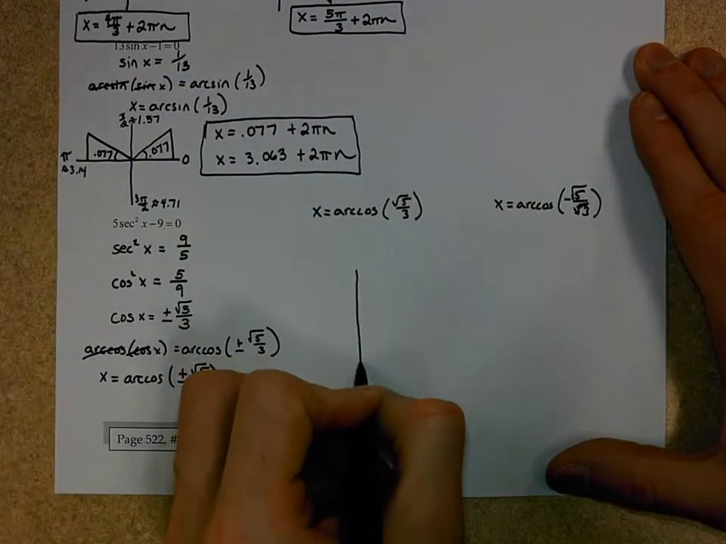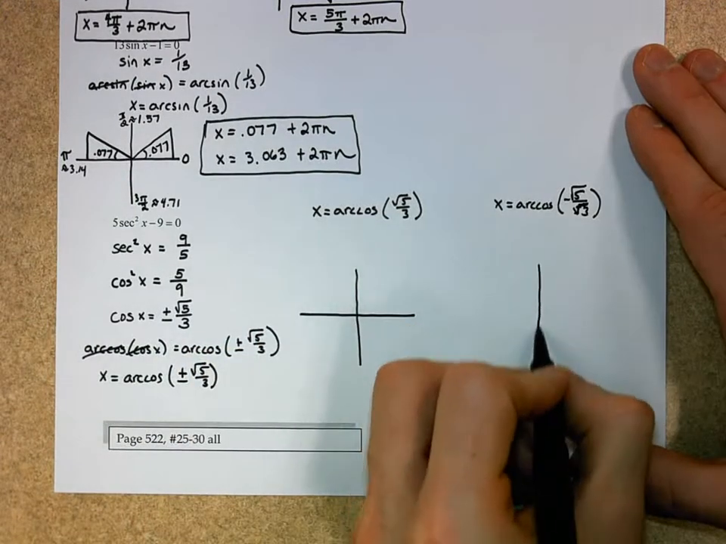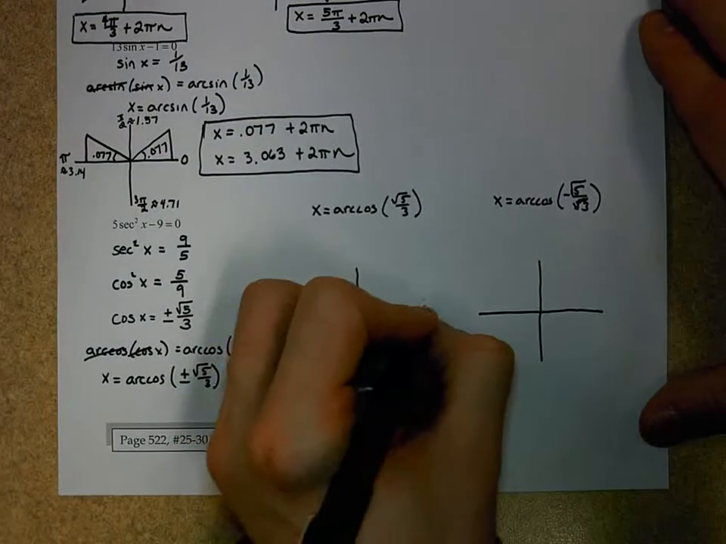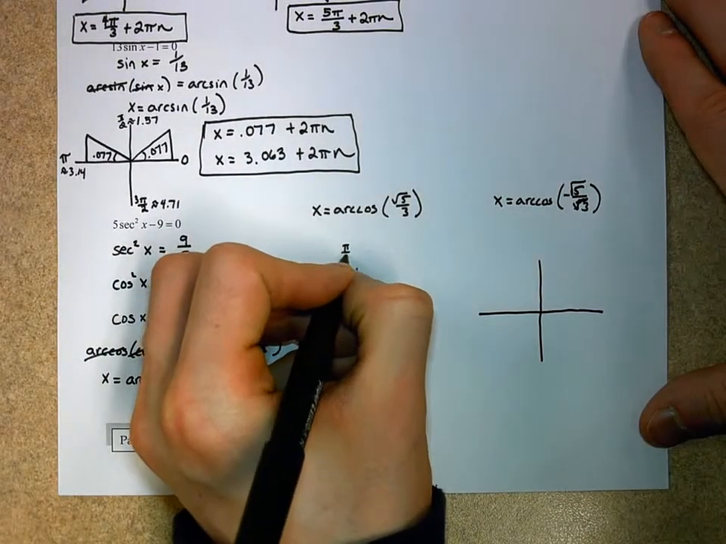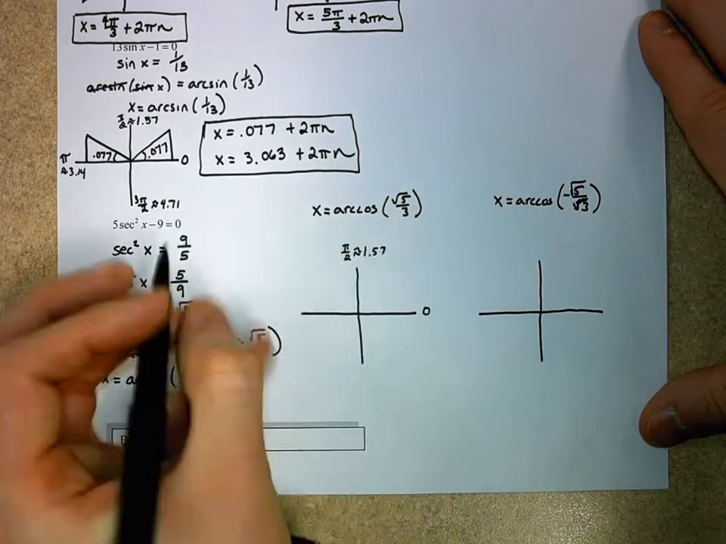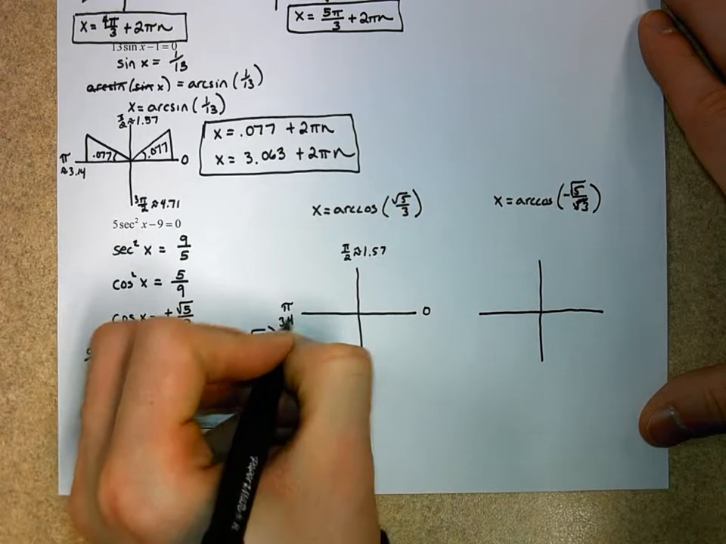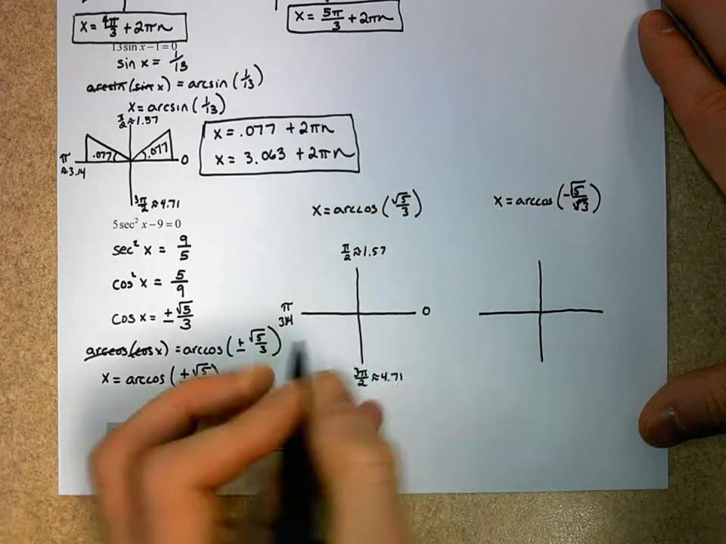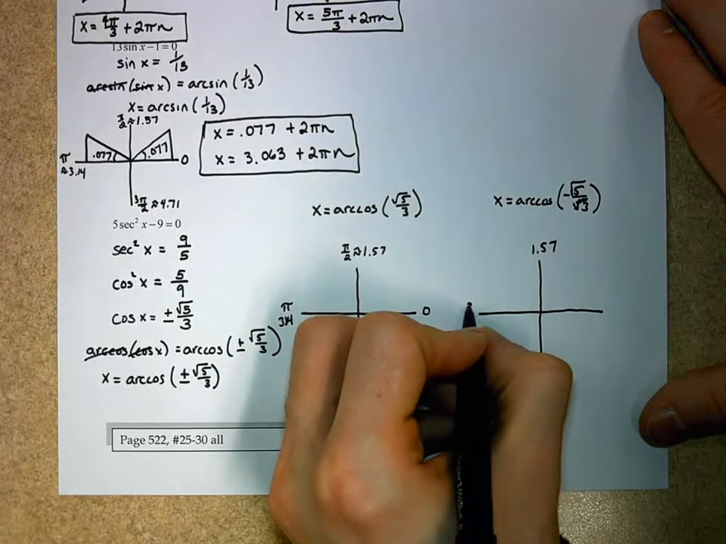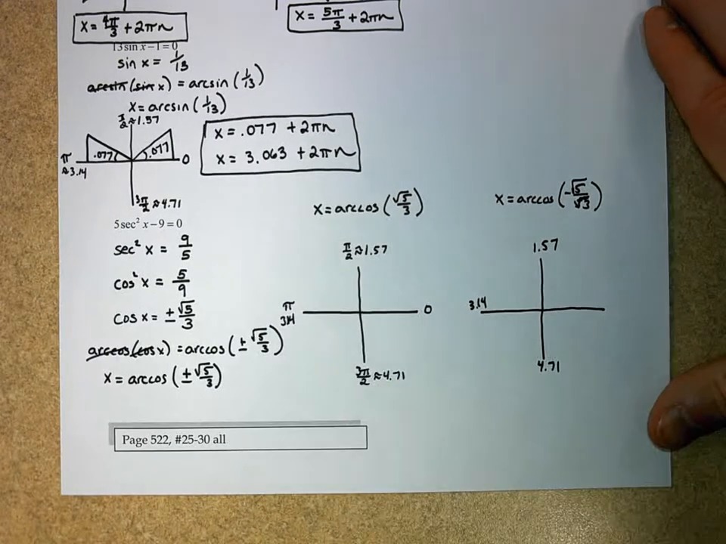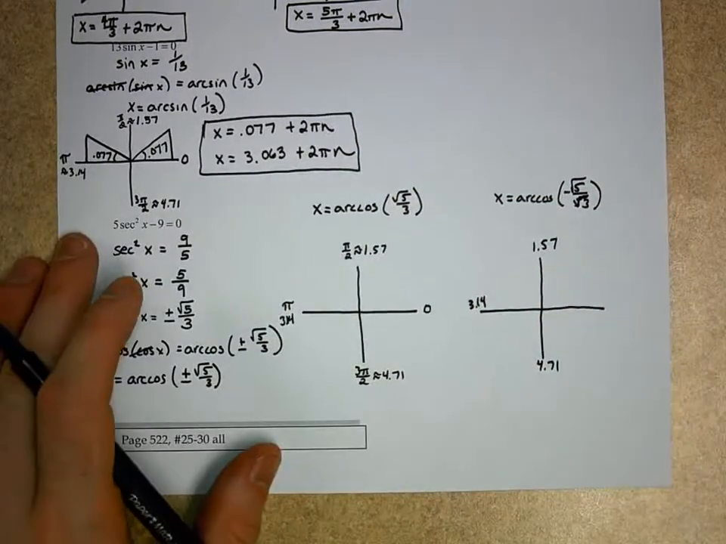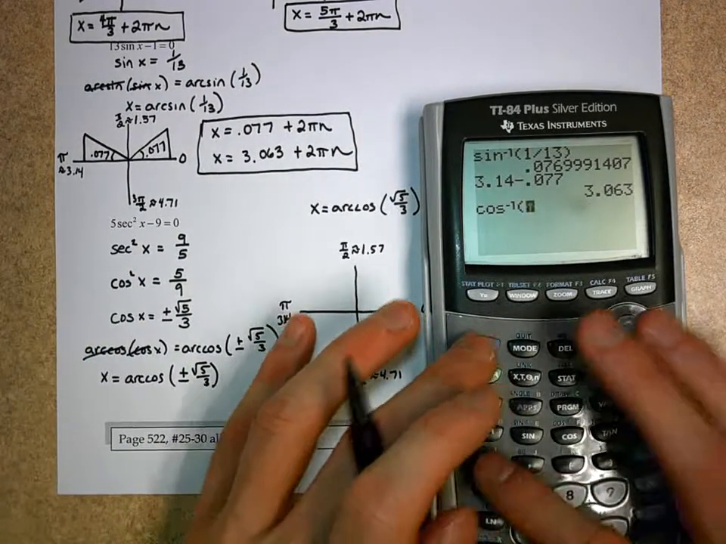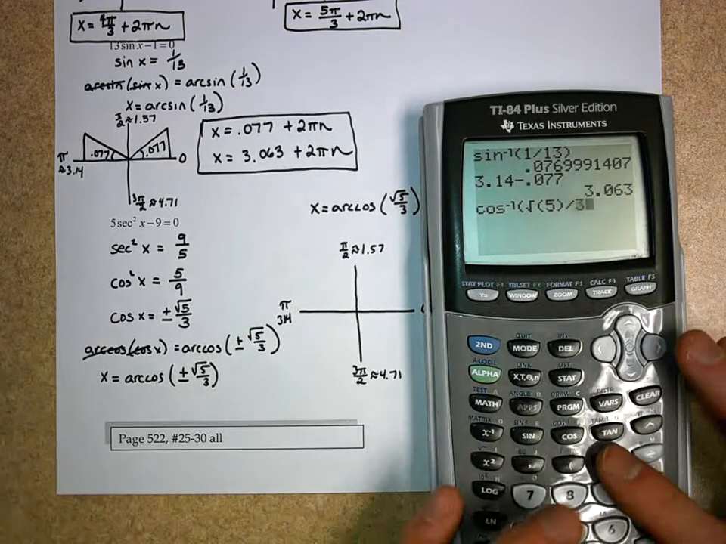For each of these, as we said, we're going to create a reference triangle. And since we're in radians, let's just label our sides in terms of radians. We've got 0. This is pi over 2, which is about 1.57. Here's pi, which is about 3.14. And here's 3 pi over 2, which is about 4.71. So we'll do that on all those sides there. And we'll start by taking the arc cosine of square root of 5 divided by 3.